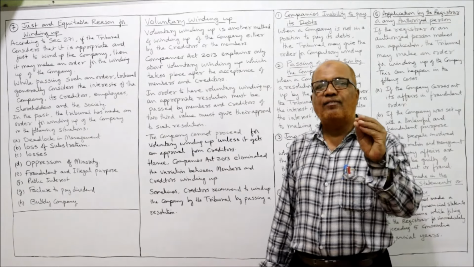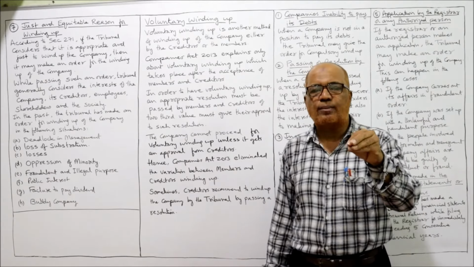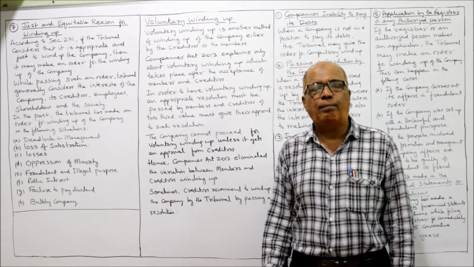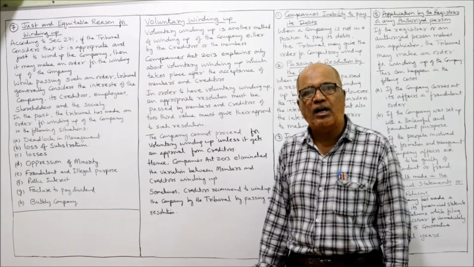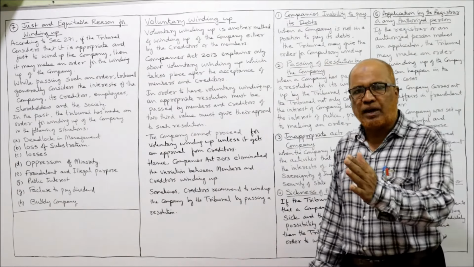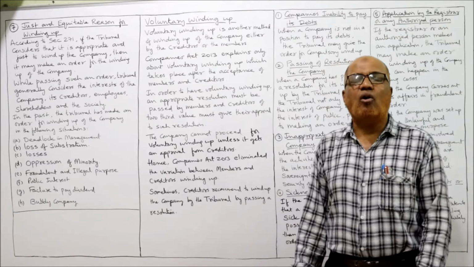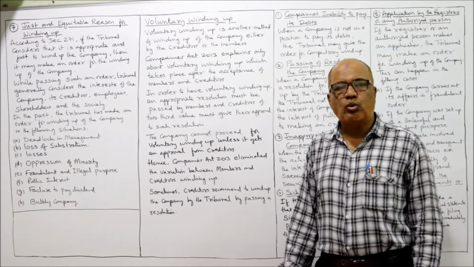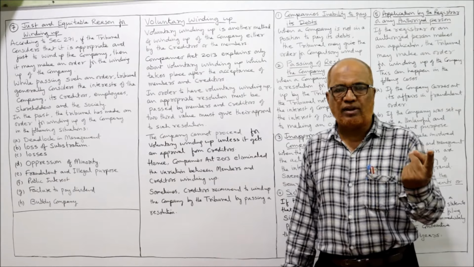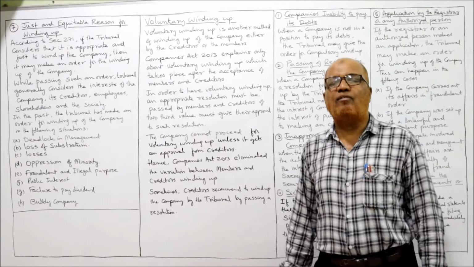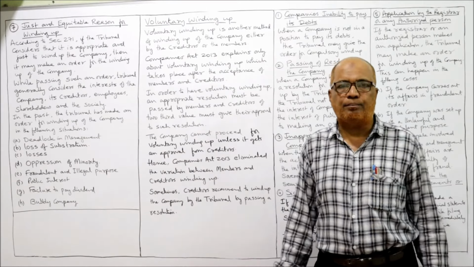So these are the 5 grounds we have seen on which a company may be wound up compulsorily by the order of the tribunal. First part is what? The second part is voluntary winding up. 2 types of winding up. Compulsory, just now we have seen. Second and last type of winding up is the voluntary winding up.